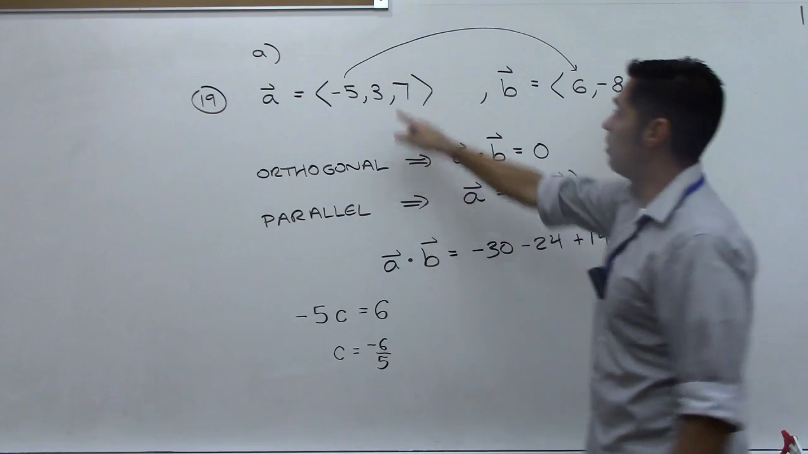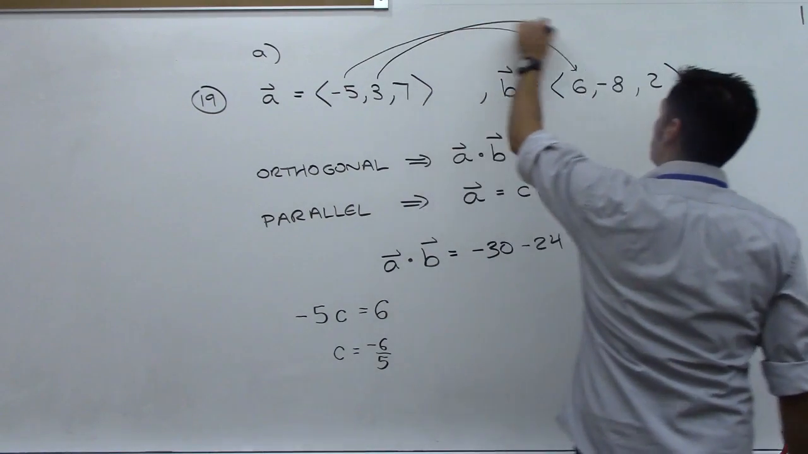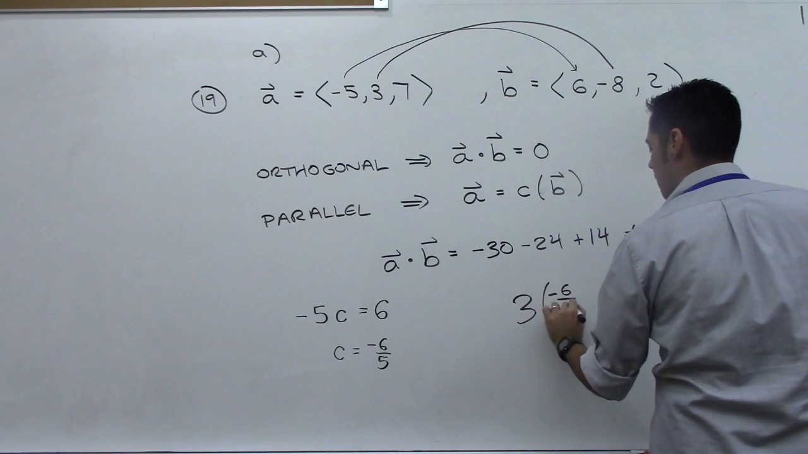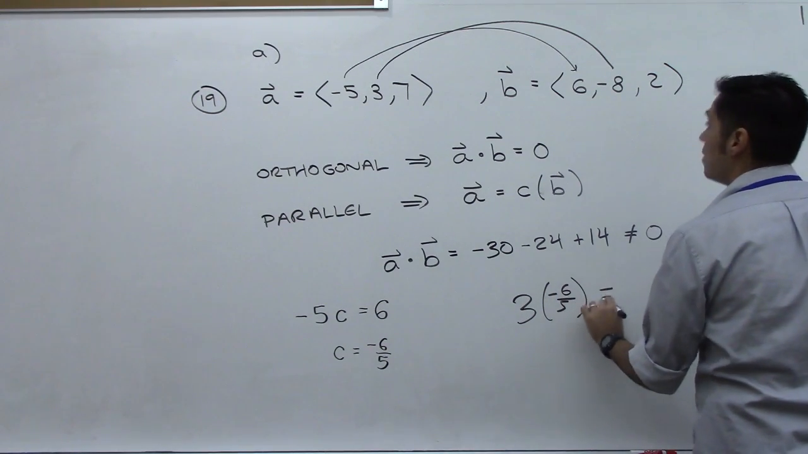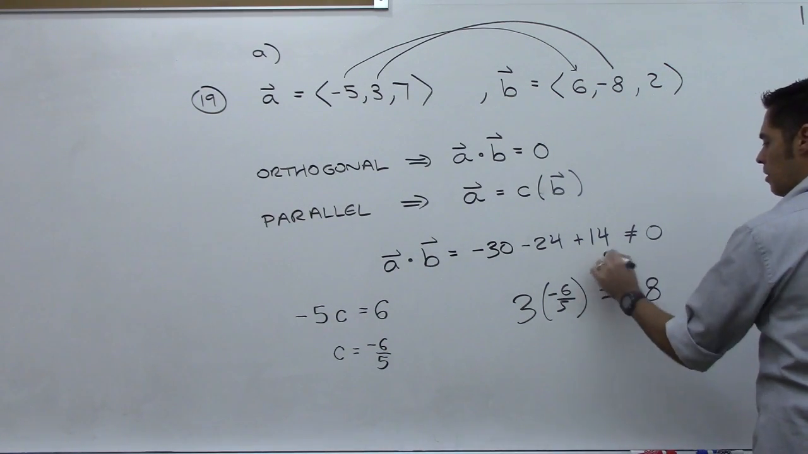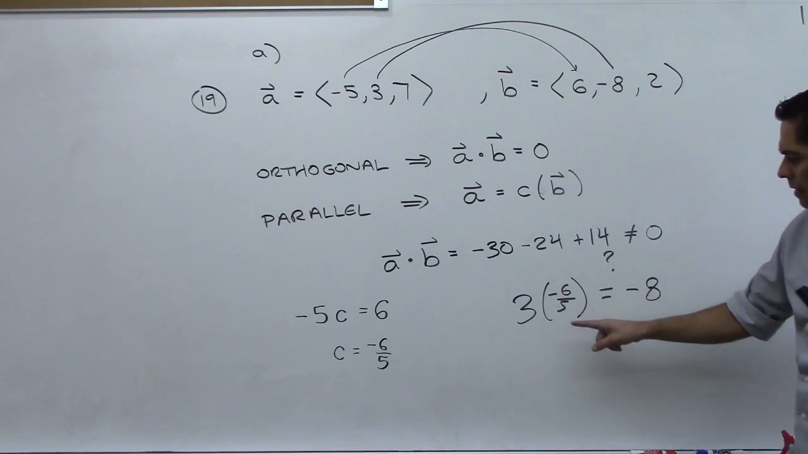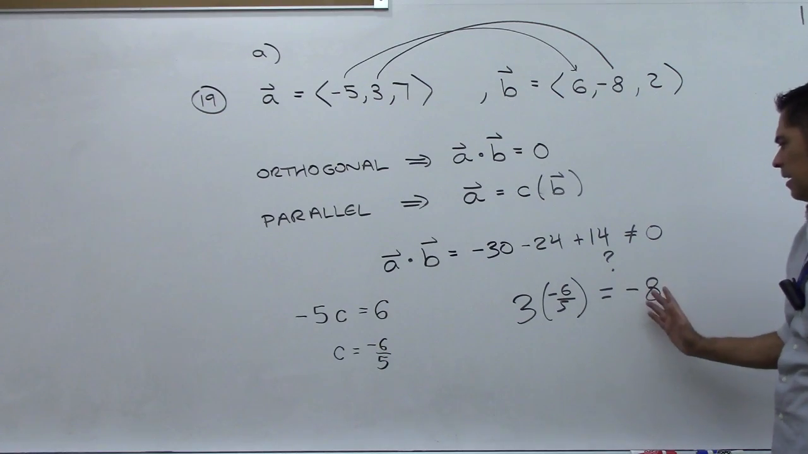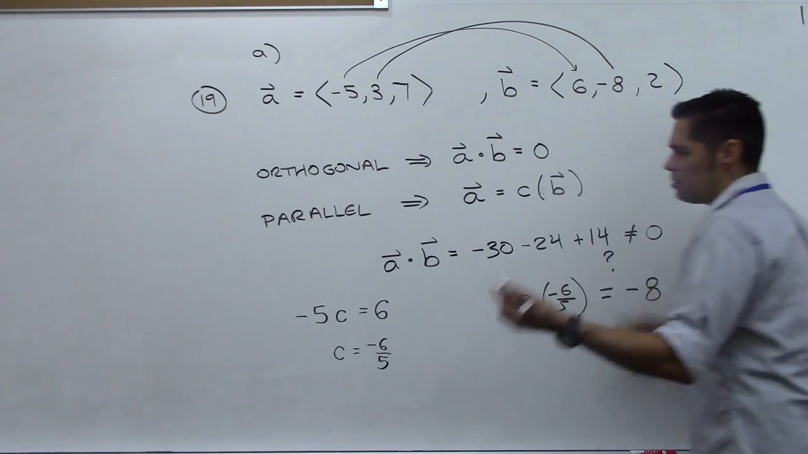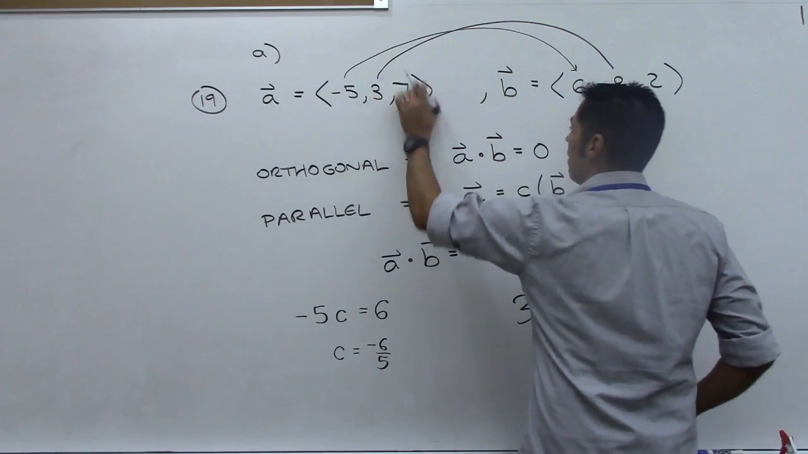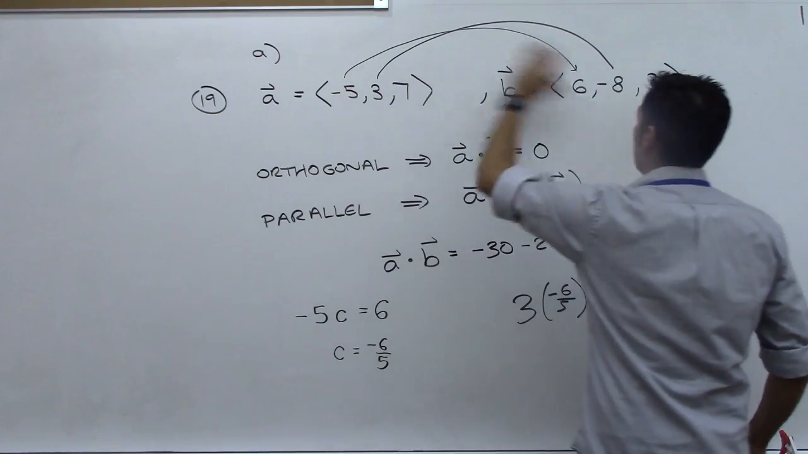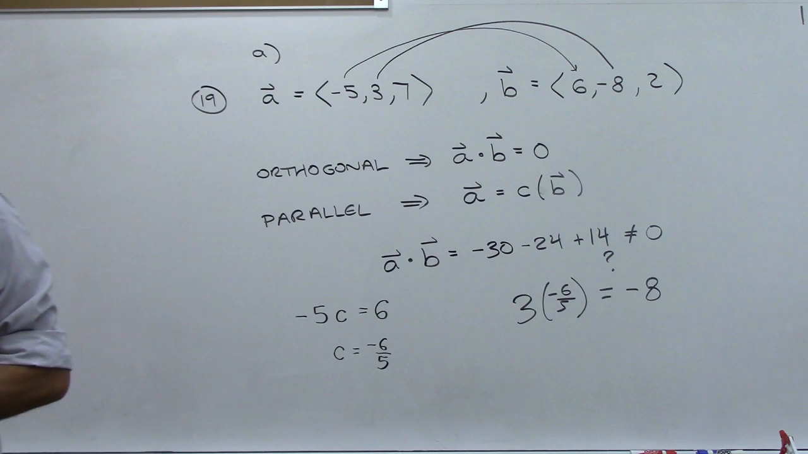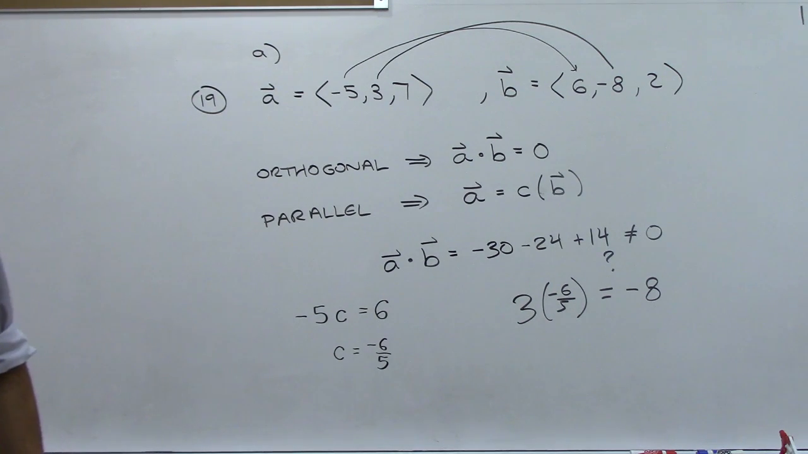But that C has to work for every one of these. So if I multiply the 3 by that negative 6/5, am I going to get negative 8? That's the question. So let's try it. Negative 18 over 5, that's not negative 8. No, that's not going to work. So there's no way to just multiply this vector, scale it by a number, and get that vector. So they're not parallel. And since they're not orthogonal and they're not parallel, the answer is that they're neither.